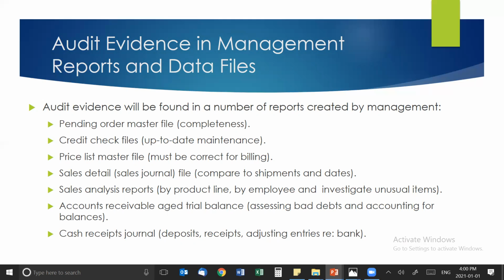Looking at the accounts receivable aged trial balance, assessing for bad debts. So is there any bad debts that should be recorded that aren't? And then looking at the cash receipts journal, looking at deposits, receipts, the bank statements, comparing everything, looking at the bank reconciliation that was done, and comparing all that.